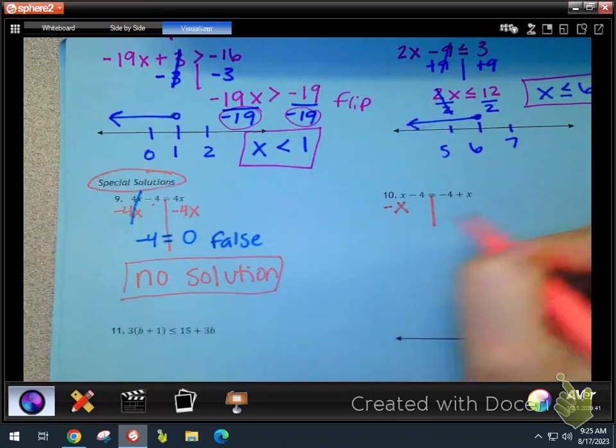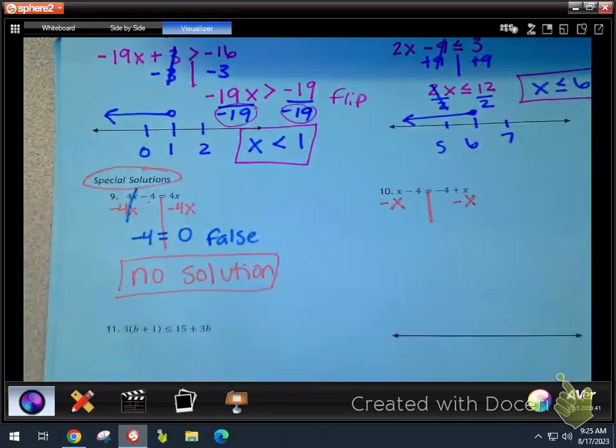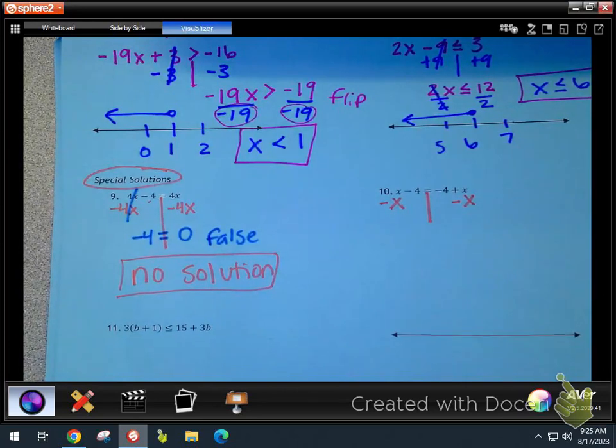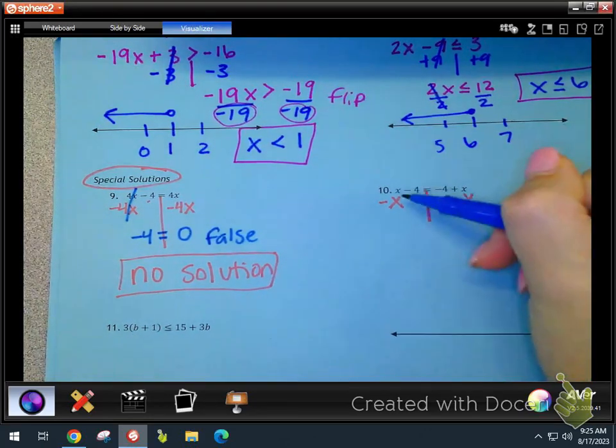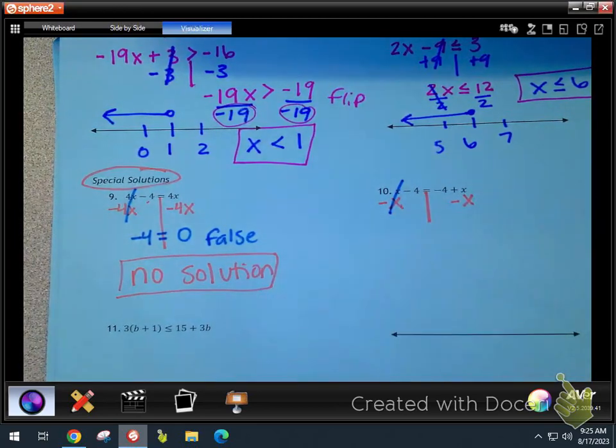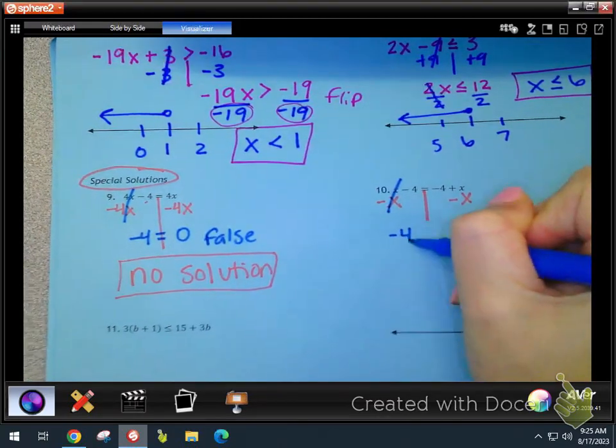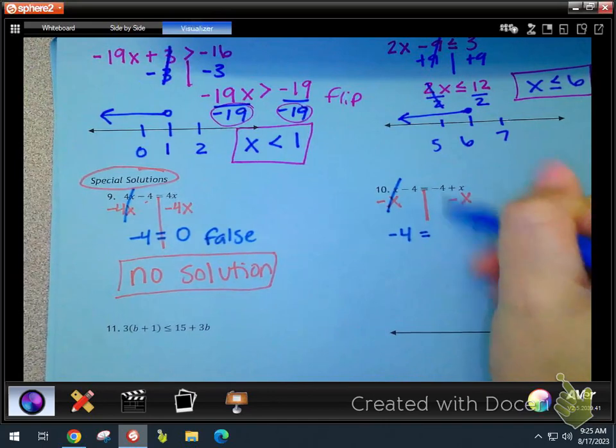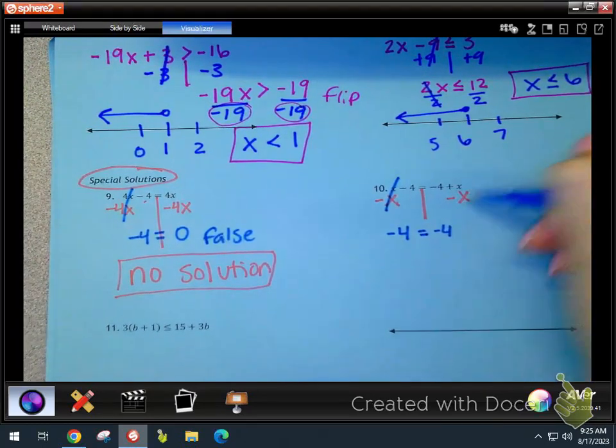Minus x. Notice, when I write my minus x, I am lining up my like terms. I am writing minus x underneath an x. Same thing over here. X minus x is 0. Zeroes out. Negative 4 drops down. Negative 4 drops down over here, but I got another x minus x.